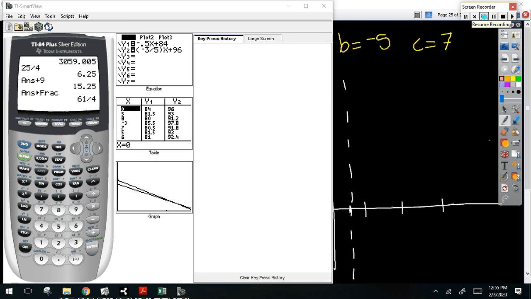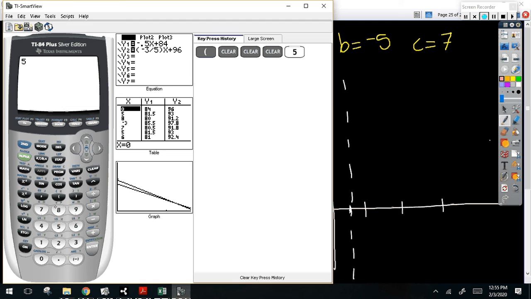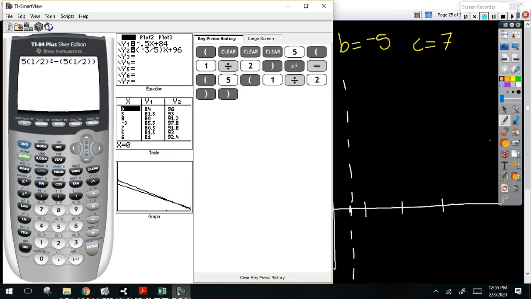All right, so what I'm going to do is I'm going to plug 1/2 in for every x there, and I'm just going to do it all at one time on my calculator here. 5 times 1 over 2, that's squared, minus 5 times 1/2. Remember, fractions need to be in parentheses, and because I'm multiplying here, and then subtracting, I need to put that 5x in parentheses also. Plus 7.